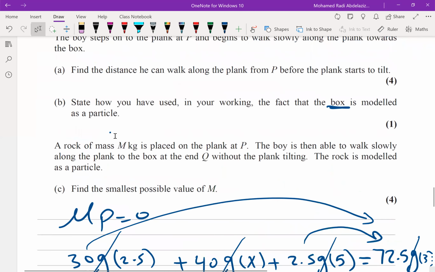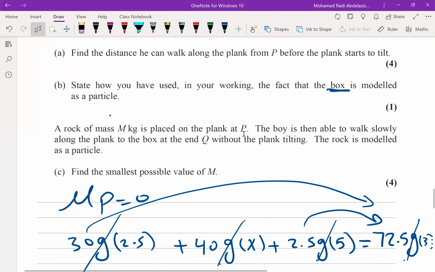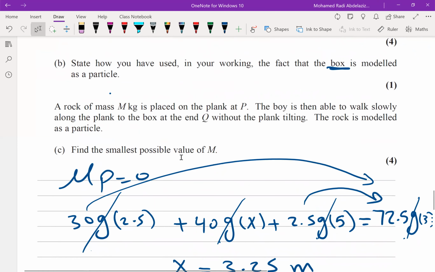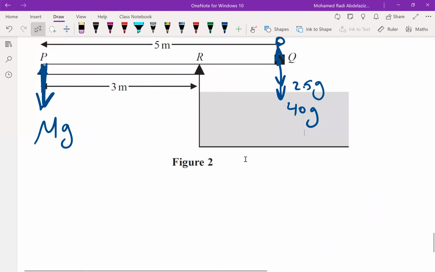A rock of mass m kilogram is placed on the plank at P. The boy is then able to walk slowly along the plank to the box at the end Q without the plank tilting. The rock is modeled as a particle. Find the smallest possible value of M.